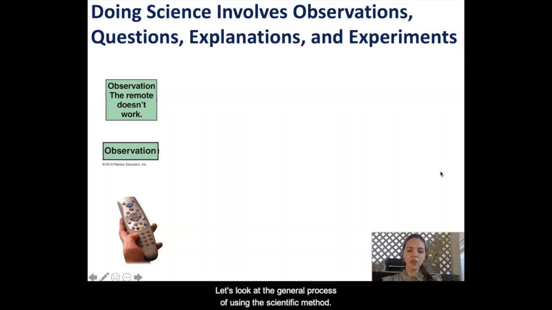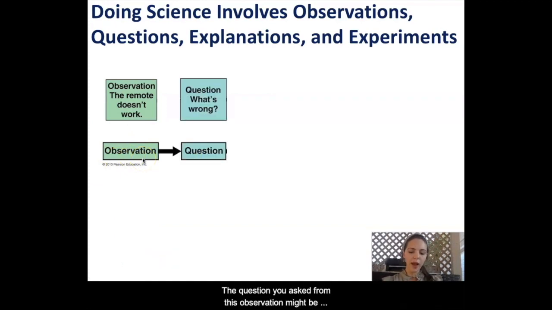Okay, let's look at the general process of using the scientific method. Overall, it involves questions, explanations, and experiments. And let's look at another practical example for this one. Okay, so in this example, maybe you sit down and you try and turn on the TV with the remote, and oh no, the remote doesn't work. This is your observation.